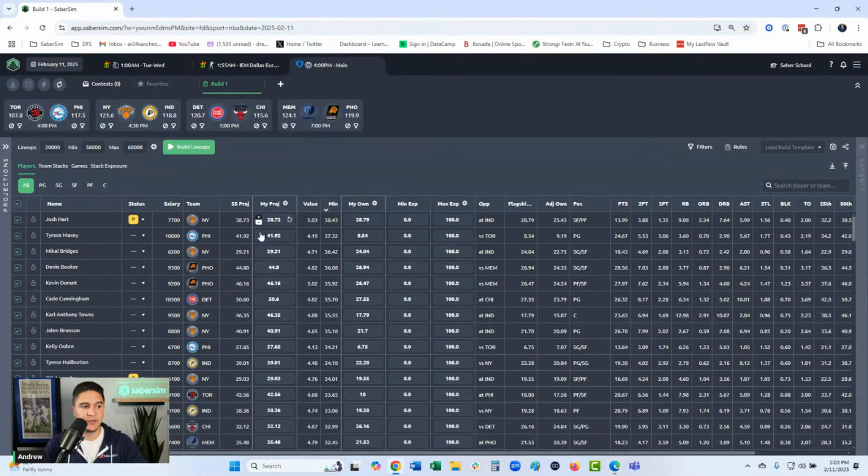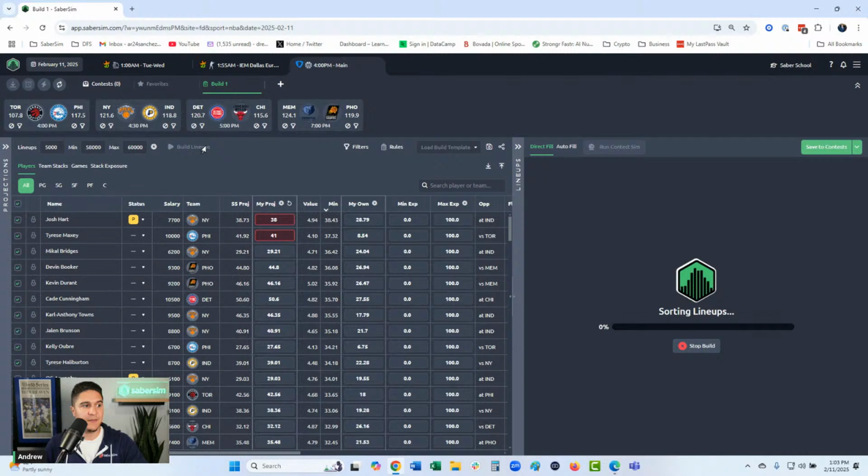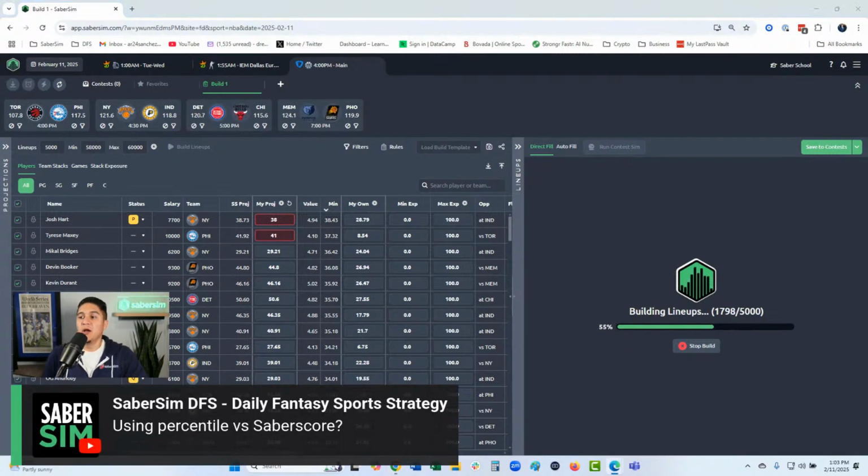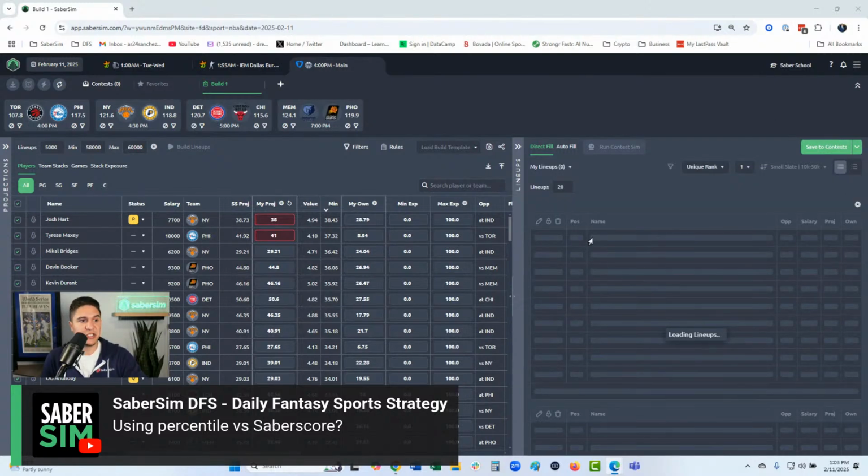So why don't we get SaberSim up and kick off a build for this 4-game NBA main slate? And then while that build is running, we will start with our first question of the day. The first question was asking about using percentiles as your sorting metric versus using SaberScore. So good one. Plenty of time to break this down here. So let's wait for this build to finish.